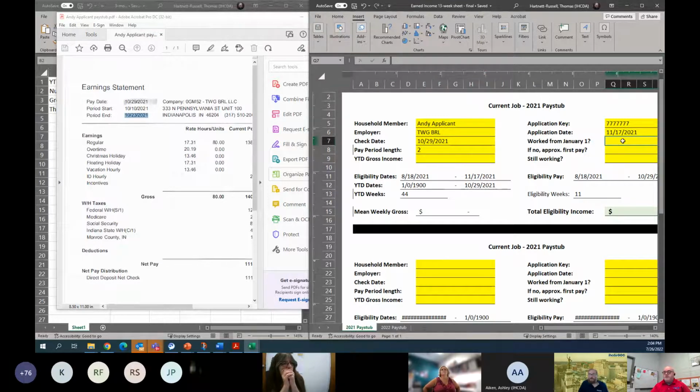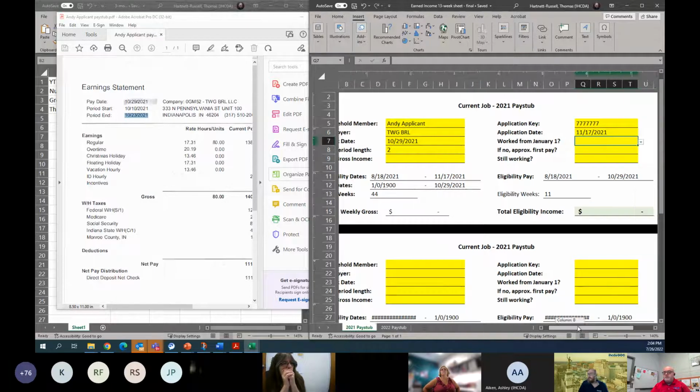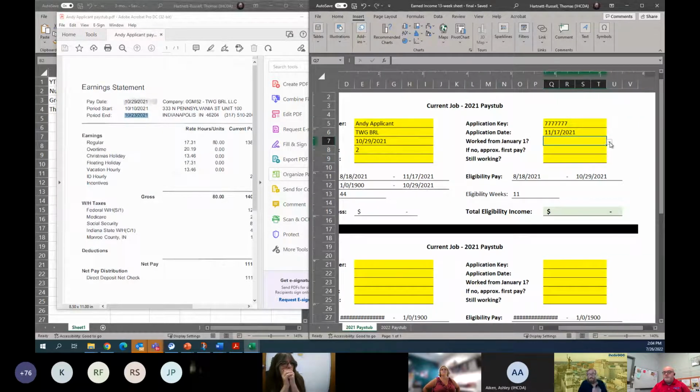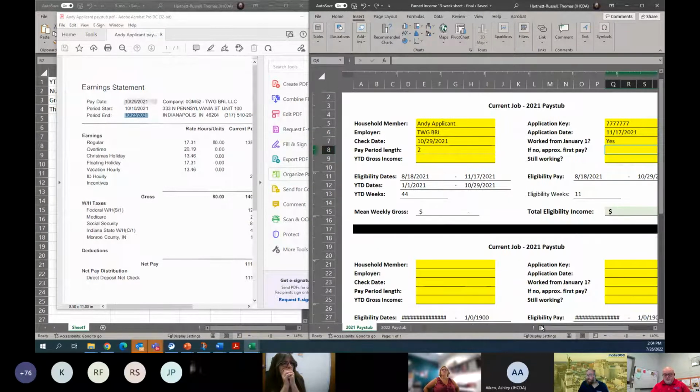Has this person worked from January 1st? Since I don't know otherwise, and since the check stub doesn't show any real signs that would lead us to believe that they recently started the job, I'm going to say yes. And so because I answered yes to have they worked since January 1st, it now registers that the year-to-date dates represented by this pay are January 1st, 2021 through October 29th, 2021.